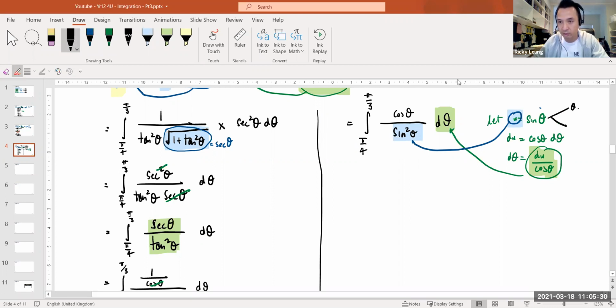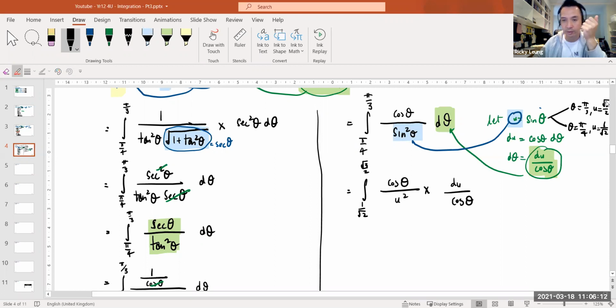So when theta equals pi on 3, u, what's that, sine 60, is root 3 on 2. And when theta is pi on 4, that's 45, u equals 1 on root 2. Maybe I should do root 2 on 2. Let's clean up. So my integral once again changes limits for the second time, to root 3 on 2 and 1 on root 2. Cos is still there for now. That becomes u squared. This becomes du on cos theta. Beautiful. Gone. Integral of 1 on u squared.